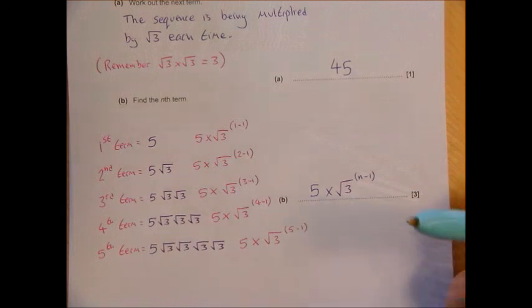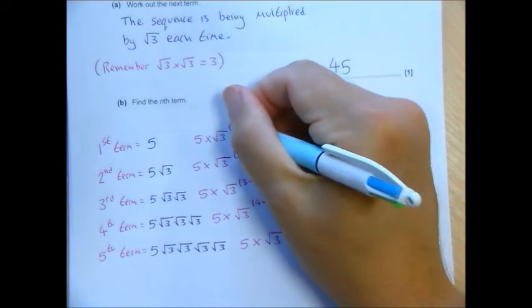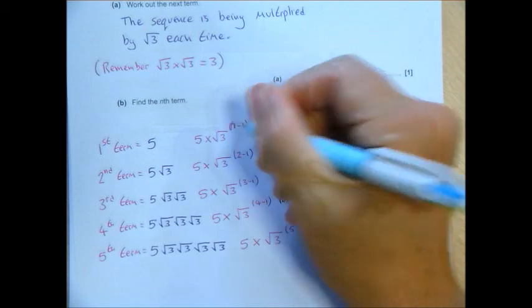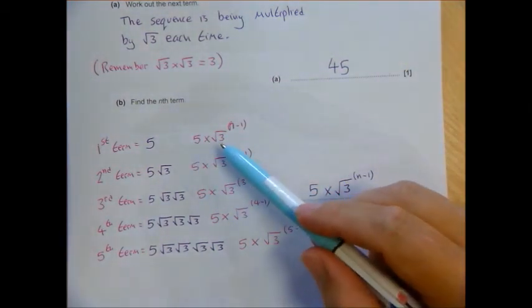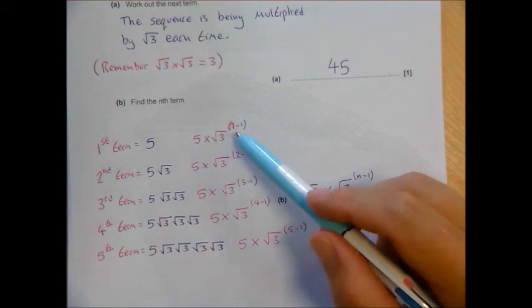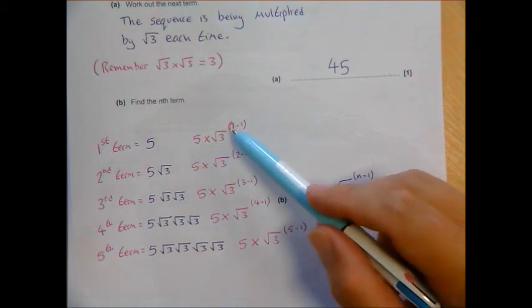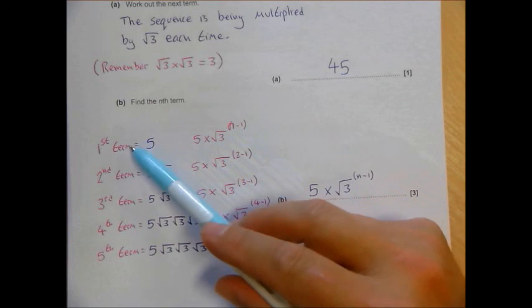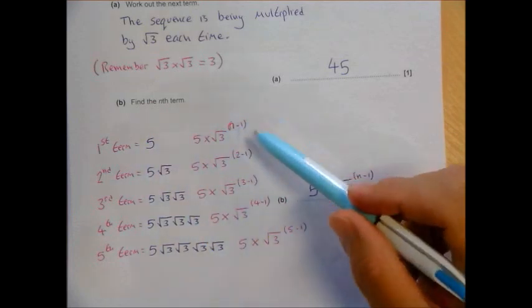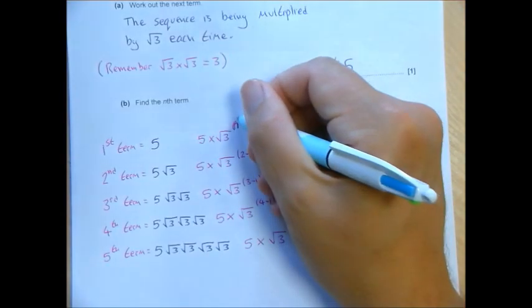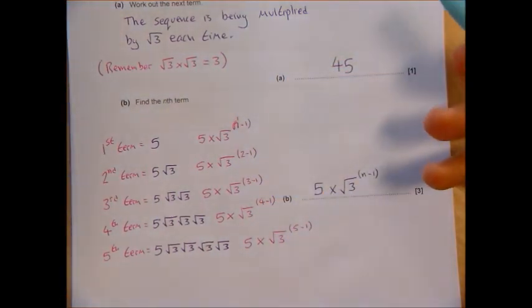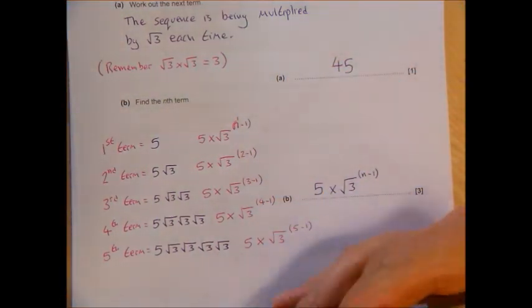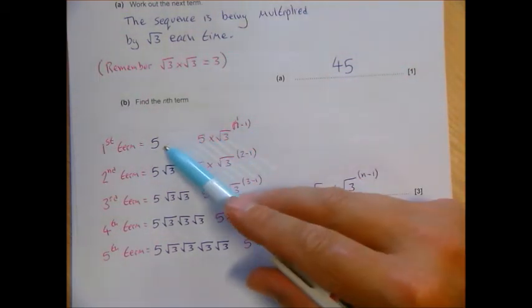So what I've done is, that should be n now. My nth term is 5 times root 3 to the power of the number in the term, so in this case that's the first term of the sequence, minus 1. So that's why I put 1 there. So 1 minus 1 is 0. Anything to the power of 0 is 1, so that's why that one is 5.